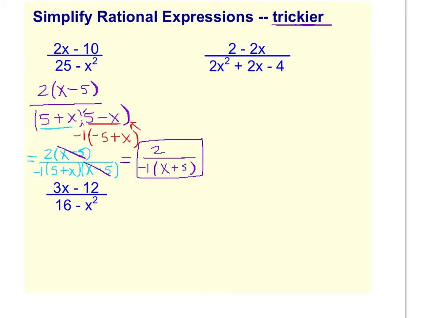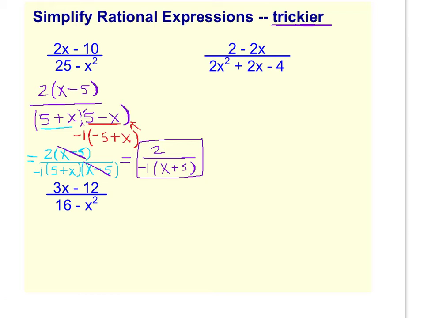Now that negative 1 that we took out, or factored out down here, we could have factored out from the top, and the negative 1 would have gone out front, and you would have had a negative 1 times 2, and you could have ended up with a negative 2 in the numerator up there. And then this would have been just the positive x plus 5 down there. So that's the trick. You factor out a negative 1.